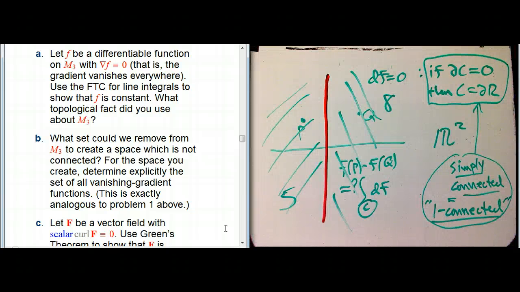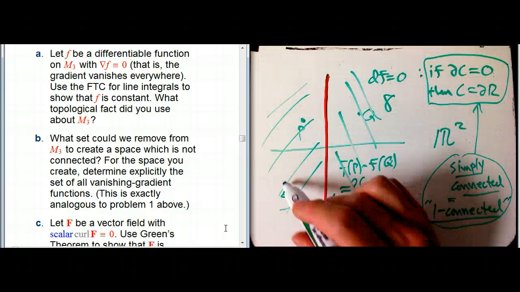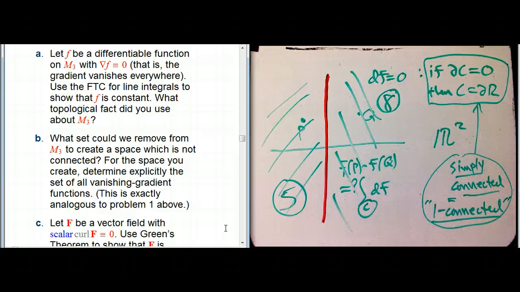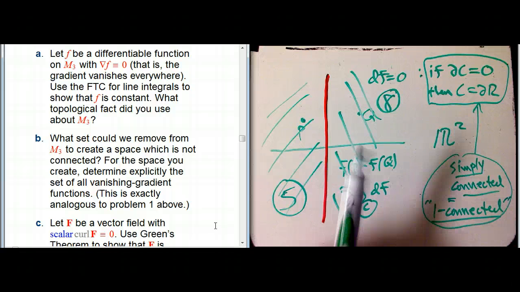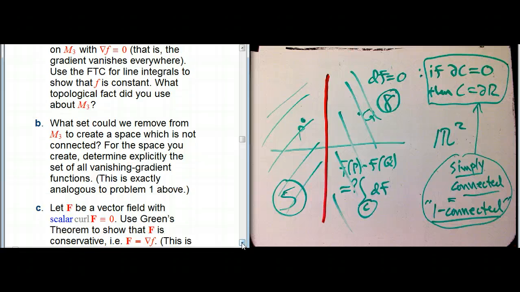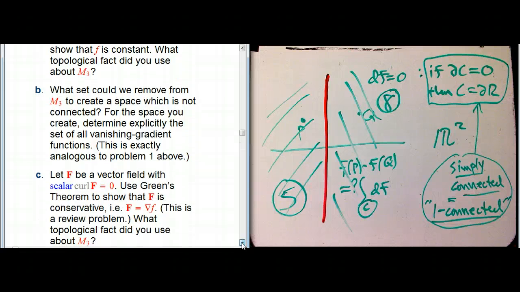And so what's the set of all vanishing gradient functions? How many numbers do I need to specify it? I now need 2, 1 for each piece. So that's exactly analogous to problem 1. However many pieces our space has, that's however many numbers we need to describe a vanishing gradient function.